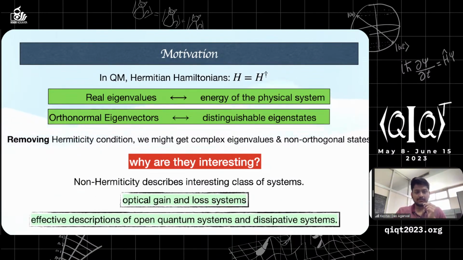Non-Hermitian systems define a class of systems which classically can be seen as optical gain and loss systems. Quantum mechanically, they have been shown to be an effective description of open quantum systems. In quantum mechanics, a closed system evolves unitarily, but a subsystem can evolve non-unitarily, and this evolution can be described effectively such that a non-Hermitian Hamiltonian is acting on the subsystem. So this is what is meant by an effective description of open quantum systems and dissipative systems.